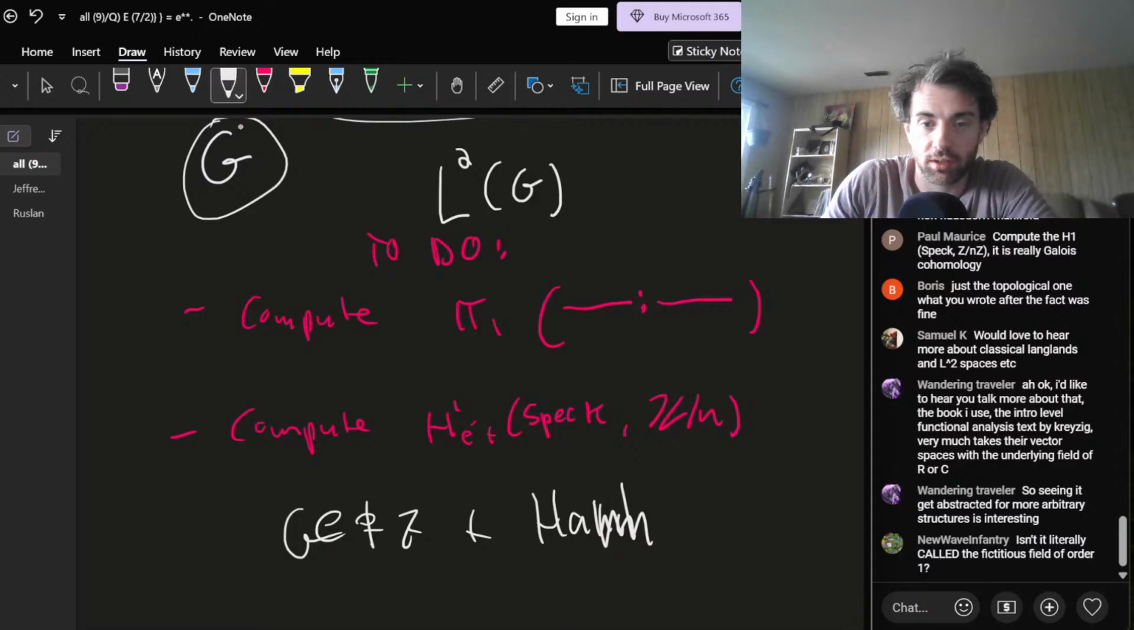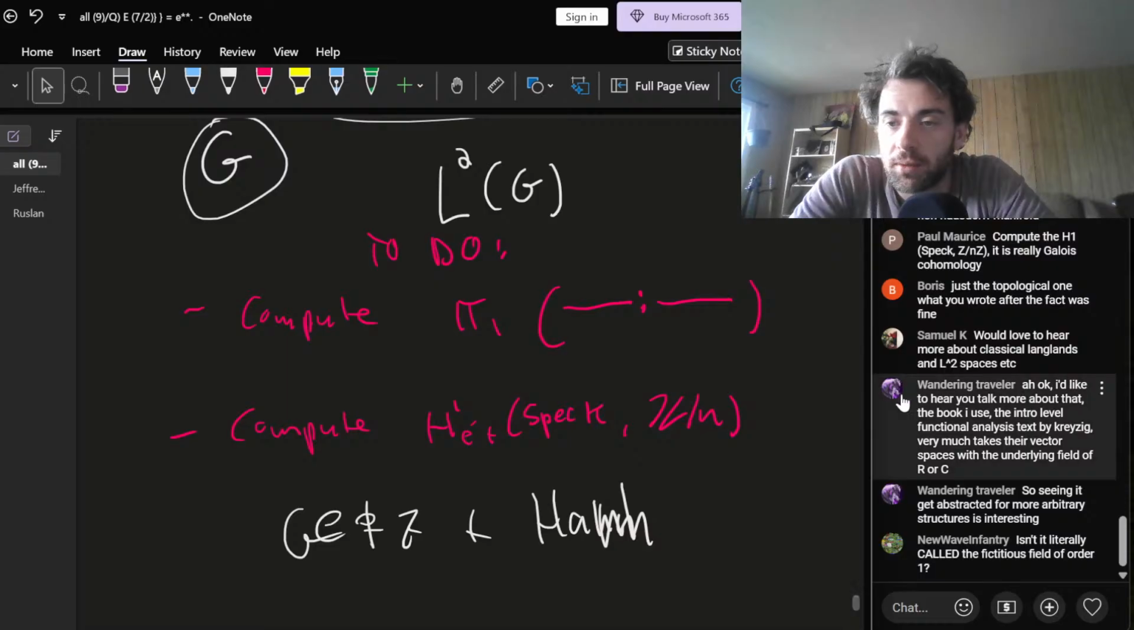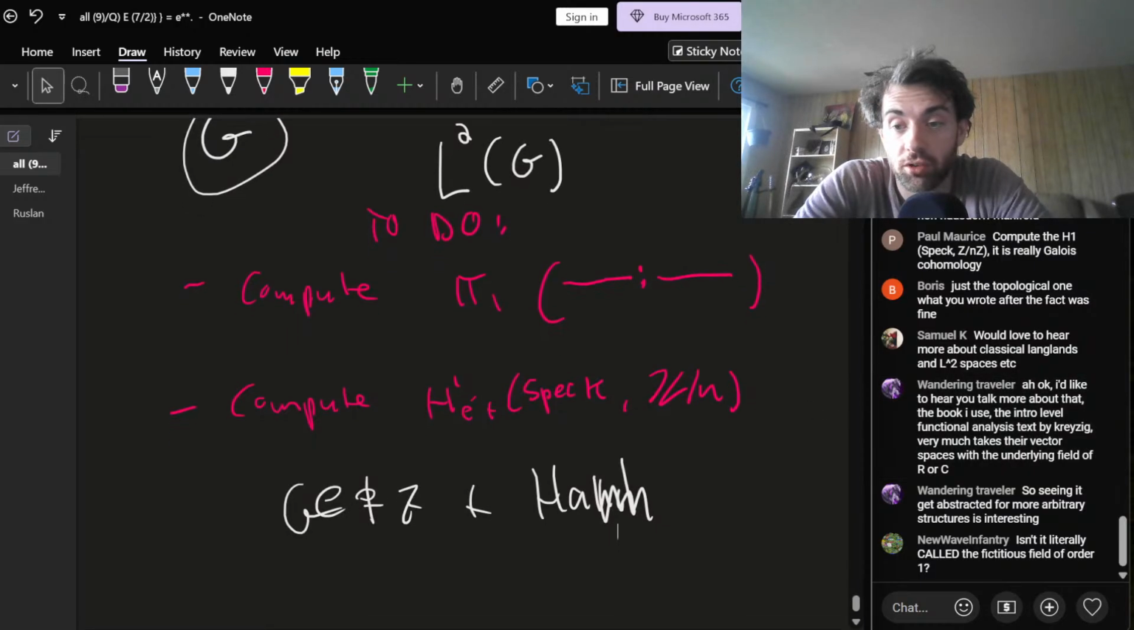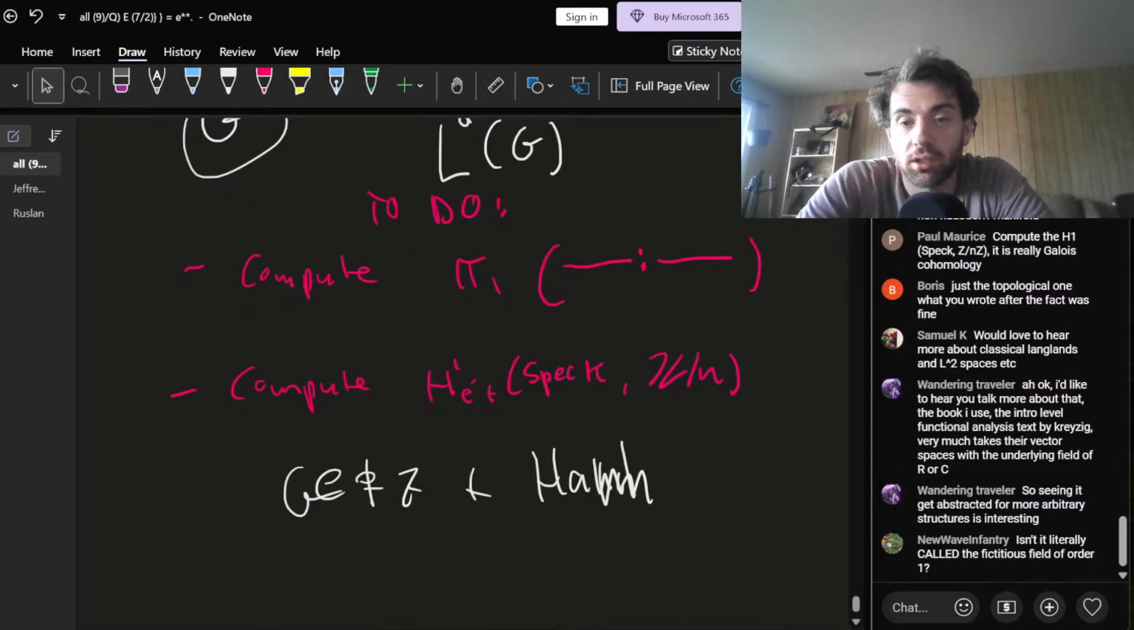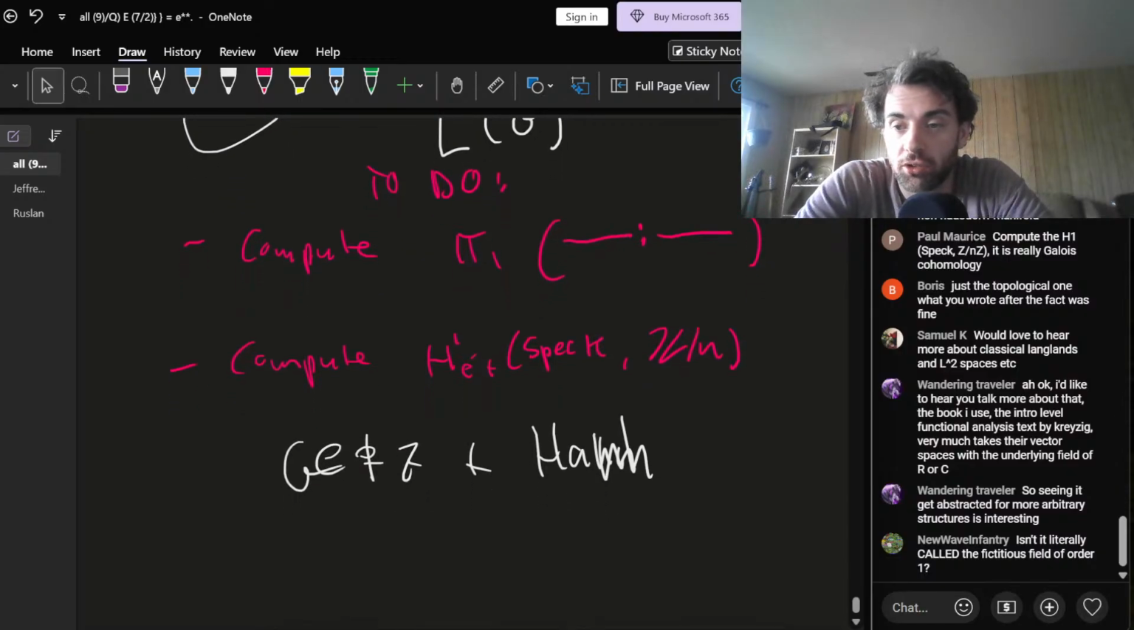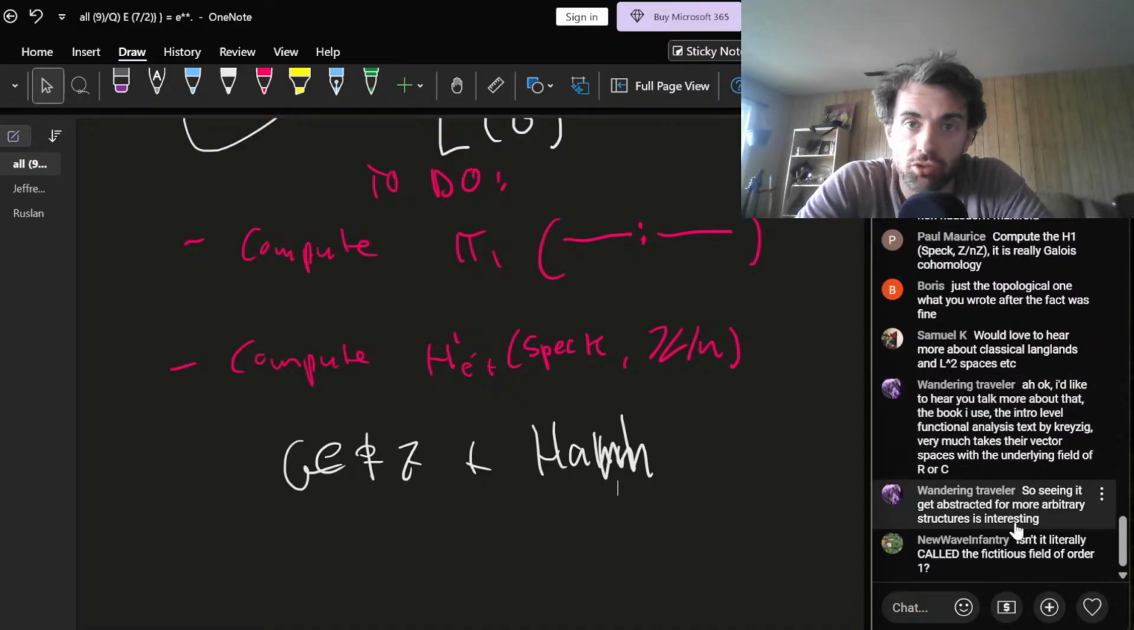Wait, it's the N, the H here. I don't remember. I'm so bad at spelling. The book uses intro-level functional analysis very much, taking vector spaces with the underlying field R or C. And a lot of Langlands does as well. There are also p-adic Banach spaces and such, but for representations of p-adic groups, there's still the theory of taking those over complex vector spaces.